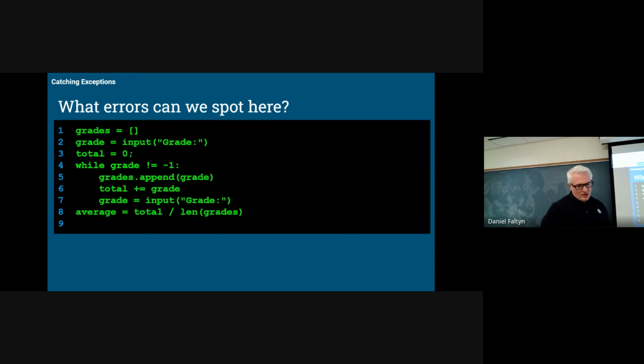So we have this code here, and we've seen code like this before. I have a list, I prompt the user for a grade, and I have a loop. And while the user doesn't hit -1, I'm going to collect the grades in a list, and I'm just going to keep a total of them. And then I'm going to ask them again for another grade, and loop, loop, loop. And then at the end, I'm going to calculate the average. So however many grades they gave me, I divide the total by that number. What could go wrong here?